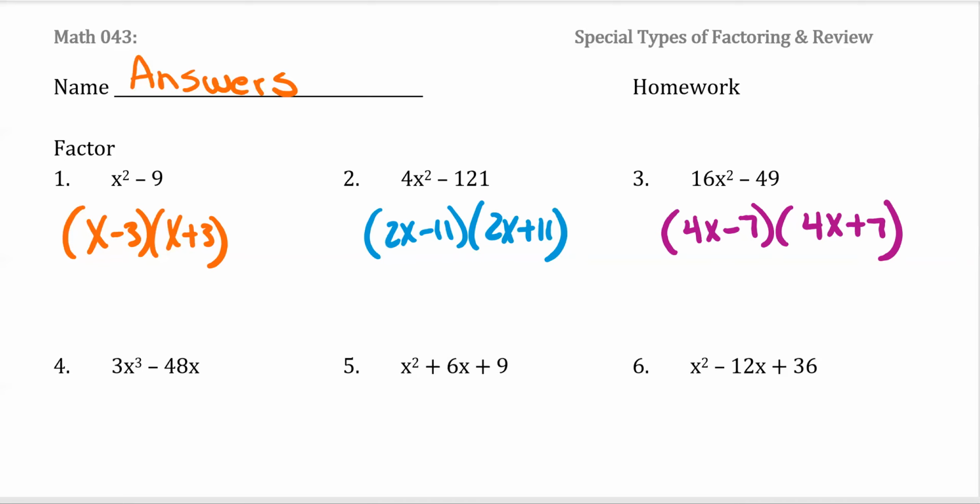Number 4, greatest common factor. 3 and 48 both share a common factor of 3. They both share a variable x. Take out the one with the smallest exponent. You're not finished factoring because look, x squared minus 16 is the difference of perfect squares. So we factor the greatest common factor, and then we factor some more.